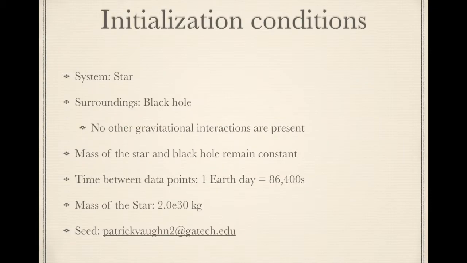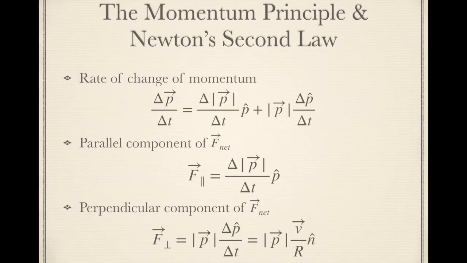Here are some initialization conditions for my model. I assigned the star as the system and the black hole as the surroundings, where the only force acting on the star is the gravitational force of the black hole. My time step is 86,400 seconds, and the mass of the star is 2 times 10 to the 30th kilograms. The fundamental principles I used were the momentum principle, Newton's second law of motion, and Newton's law of universal gravitation.